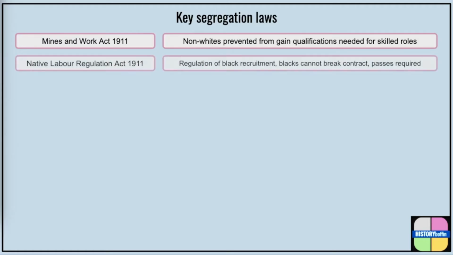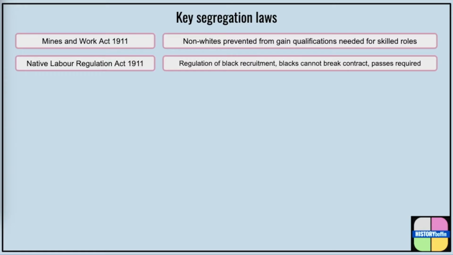The Native Labour Regulation Act issued licences to recruiters who hired black labour from their territories in South Africa and nearby British colonies such as Bechuanaland. This reinforced the migrant labour system, whereby black men lived and worked hundreds of miles away from their home.